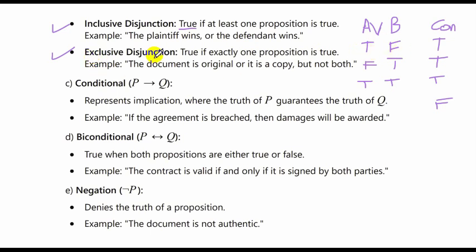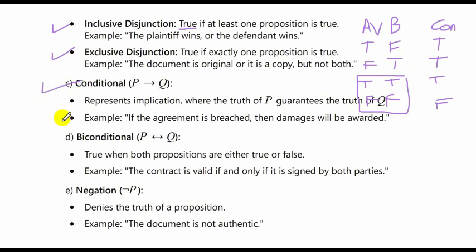Exclusive disjunction. It is true if exactly only one proposition is true. So in this case, these two, that is false, false, are excluded from the exclusive disjunction. In this, exactly only one proposition has to be true.